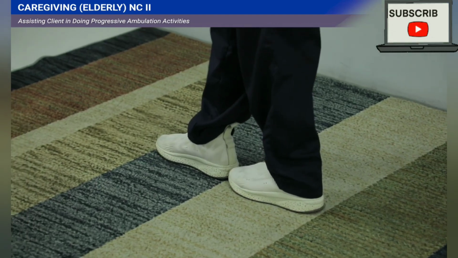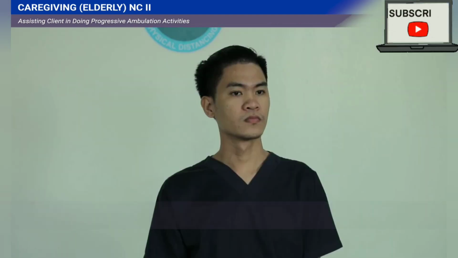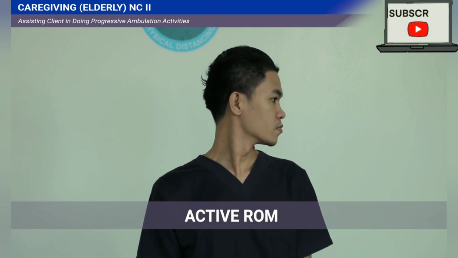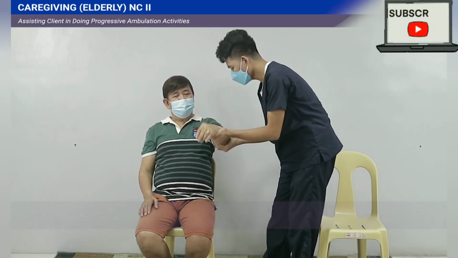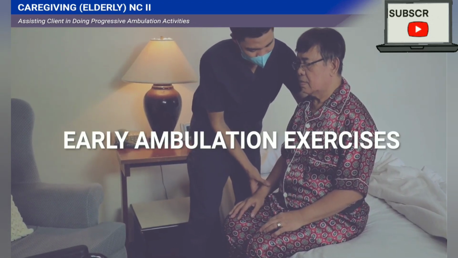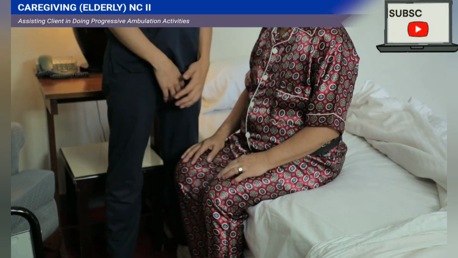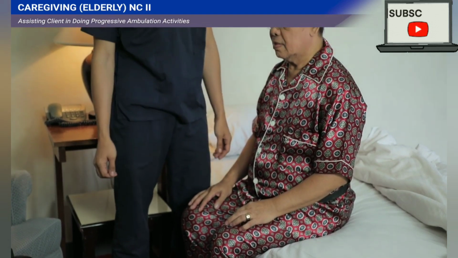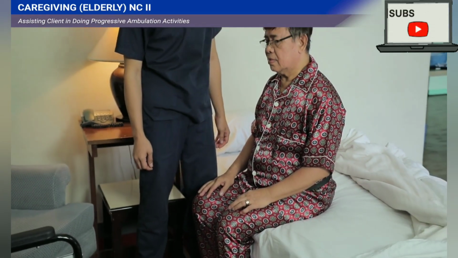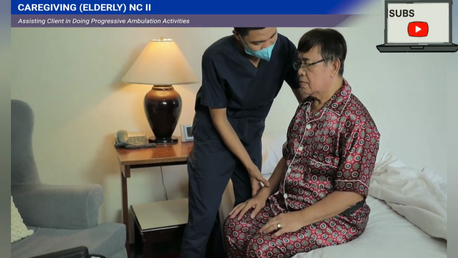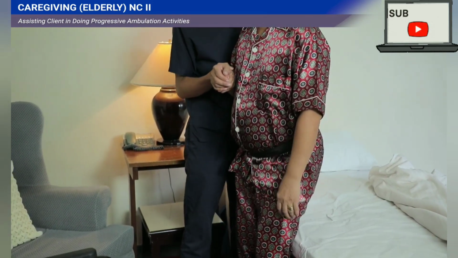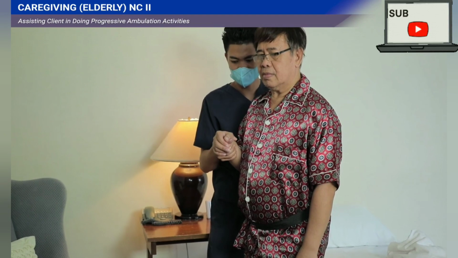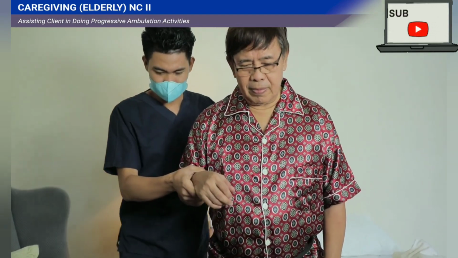ROM exercises have two kinds, the active and passive ROM. Early ambulation exercises. This refers to positioning or repositioning exercises such as leg dangling and sitting, which are physical activities that allow clients to move or spend time out of bed.